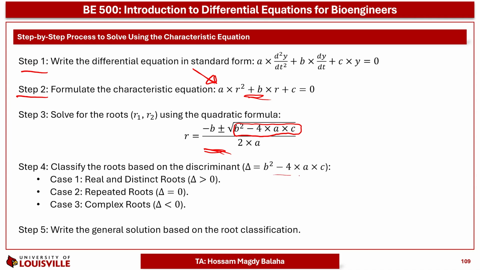If the discriminant is greater than 0, then we have real and distinct roots. If it's equal to 0, then we have real but repeated roots because they are equal. And if it's below 0, then we have complex roots. So we have 3 cases. Once you get the case, now you can write the general solution, and we have different solutions based on the case that you got based on the discriminant.